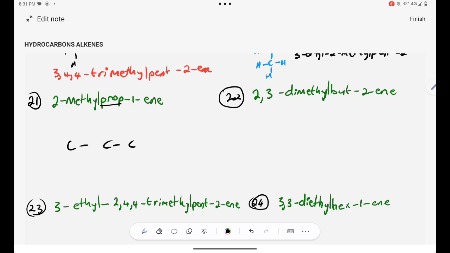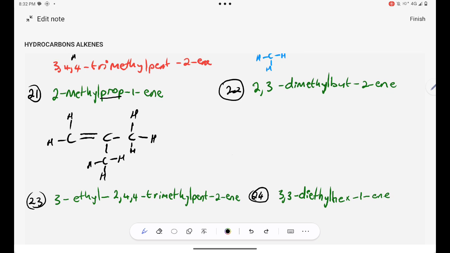Prop-1-ene. The double bond has to be between carbon number 1 and 2. And then I have a methyl at carbon number 2. All I have to do is to make sure that my carbon, guys, is surrounded by 4 bonds. Right? And then just write the hydrogens. Please don't make a mistake of having bonds which are not equal to 4 surrounding your carbons.